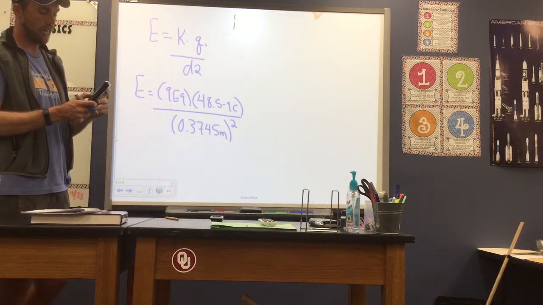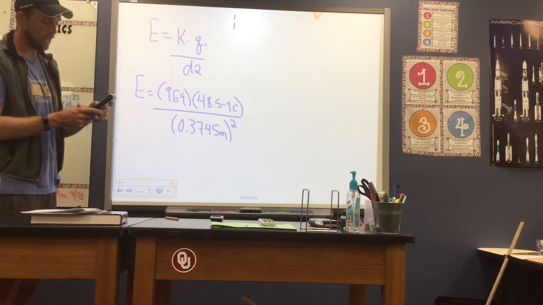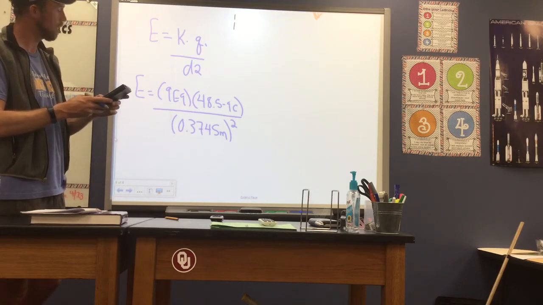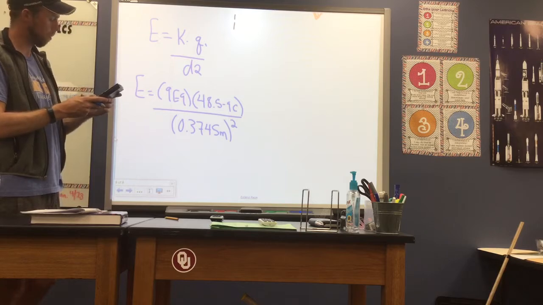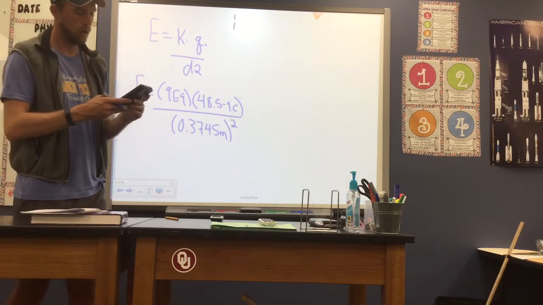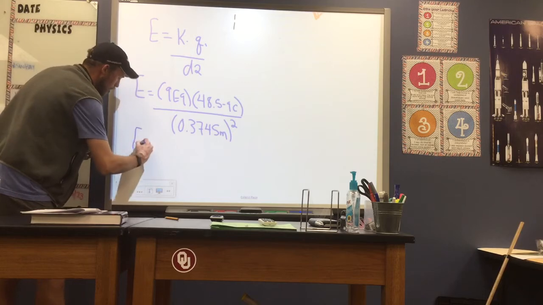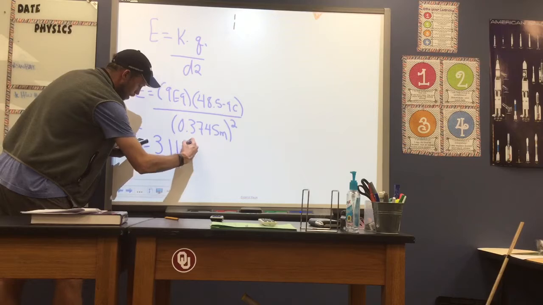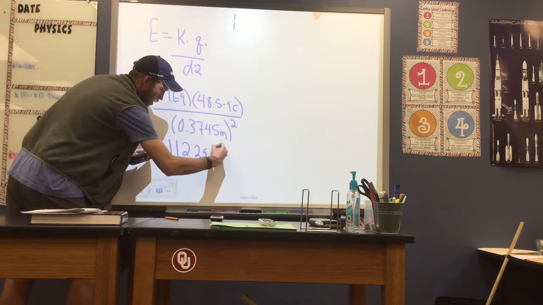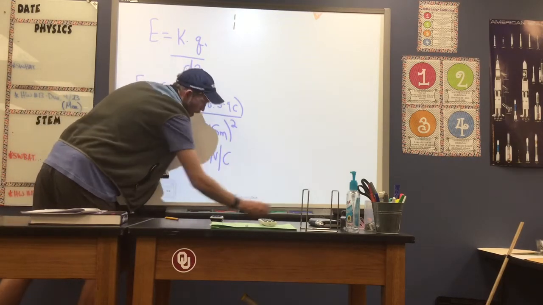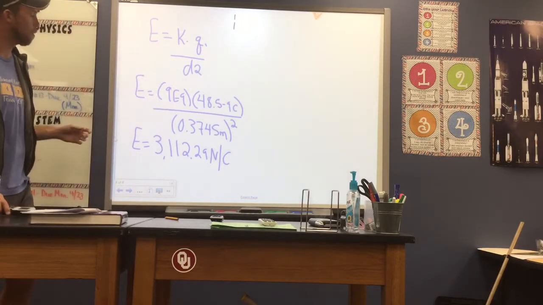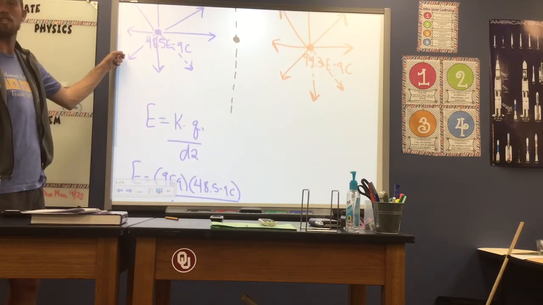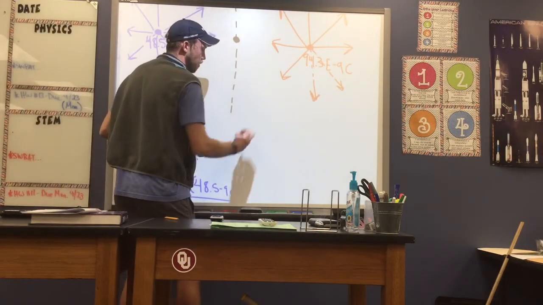So our blue field at this point has a strength of 9e to the 9th times 48.5 e to the negative 9th coulombs divided by 0.3745 meters squared. And when we plug that value in, we get a magnitude of our electric field of 3,112.29 newtons per coulomb. That is the electric field experienced at that midway point from the blue field. Now we've done that for one of our fields. Now we're going to do the same thing, but for the red field.